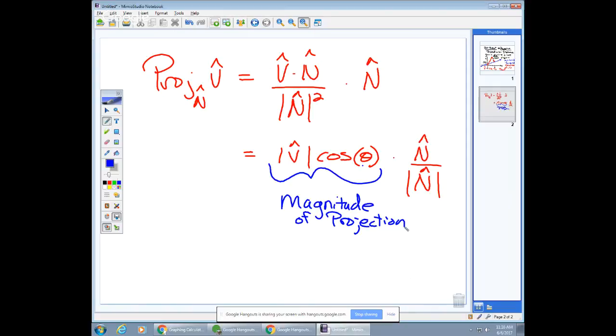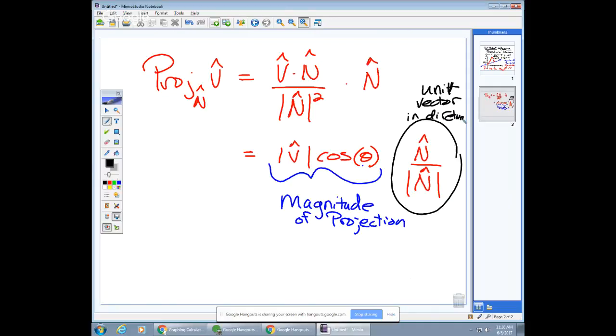Remember, what is this guy over here? How do I characterize that piece? What happens when I divide a vector by its length? I get a unit vector. Yeah, so that's just the unit vector in the direction I want to go, right? So that's all that is. So, a unit vector in some direction.